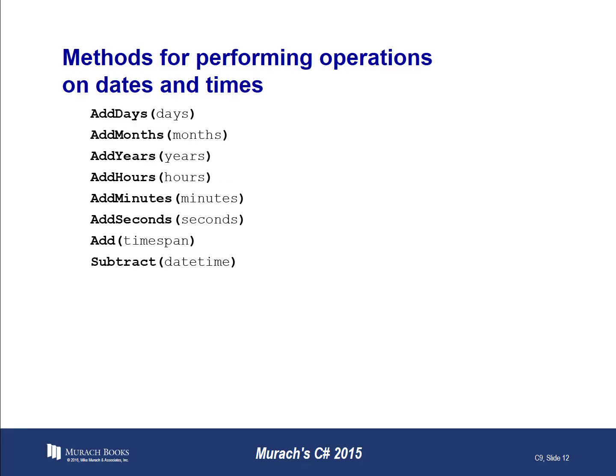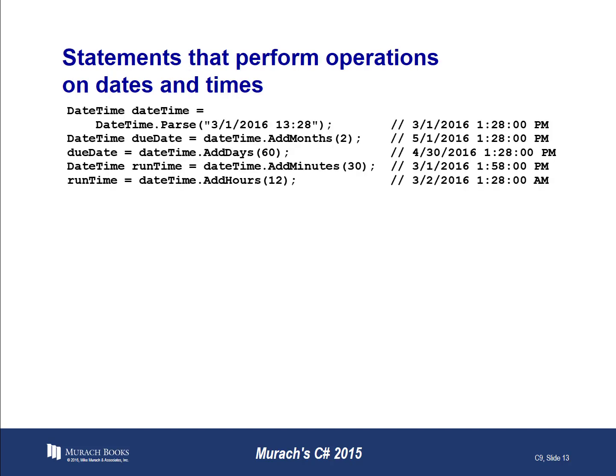In terms of doing math, the methods that are available to us, we can add days, add months, add years. We can add hours or minutes or seconds. We can even add specific time spans, or we can subtract a specific date from another date. So for example, if I add 2 months to the date March 1st, 2016, I get to May 1st, 2016.